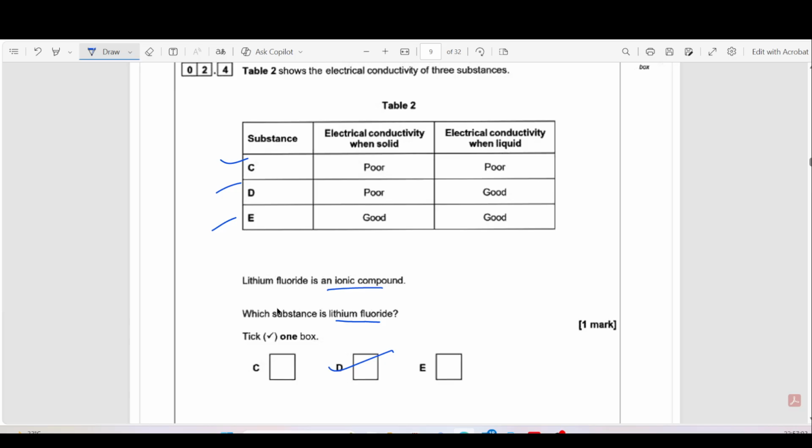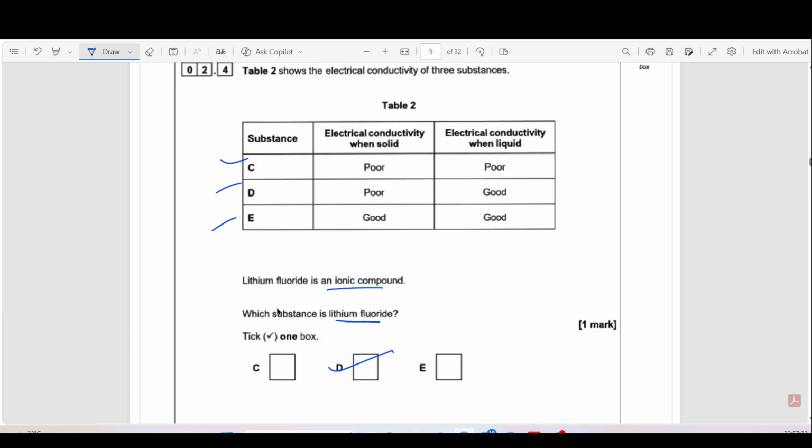But they are poor conductors when solid because the ions are fixed in their lattice and they cannot move. And when they are liquid, they are good conductors because the heat provides enough energy to break the ionic bonds between them and allow the ions to move freely and carry an electric current.